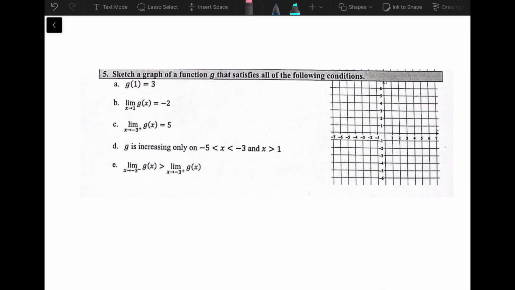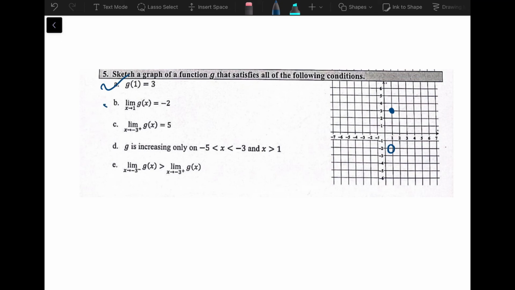Okay, so looking at this example, we need to sketch the graph of a function g that satisfies all the following conditions. Okay, so g of 1 needs to equal 3. So we find g of 1, x is 1, y is 3. We know that needs to be a point right there. Okay, check. The limit of g of x is equal to -2 as x approaches 1. So x is approaching 1, and then g of x, y, needs to be -2. So we'll leave it as a hole for now.